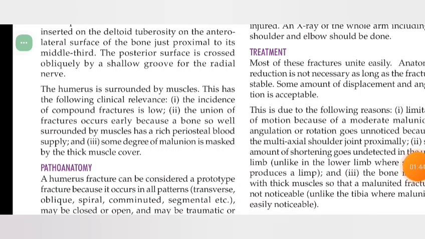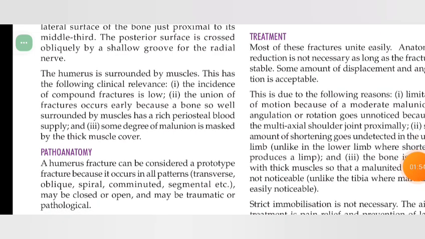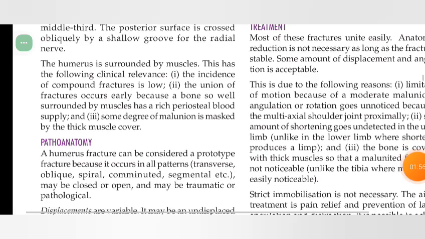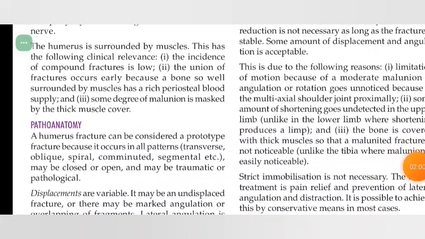The humerus is surrounded by muscles. This has the following clinical relevance. The incidence of compound fractures is low. The union of fractures occurs early because a bone so well surrounded by muscles has a rich periosteal blood supply, and some degree of malunion is masked by the thick muscle cover.